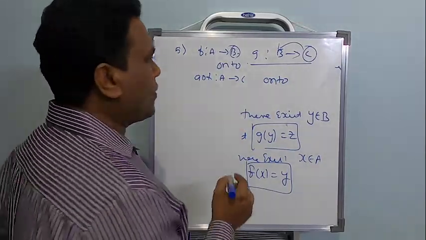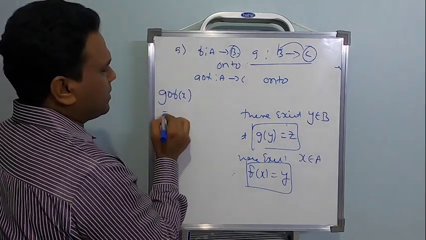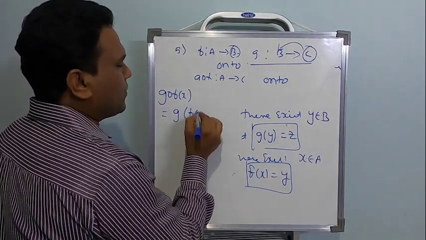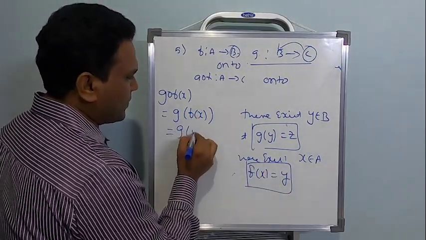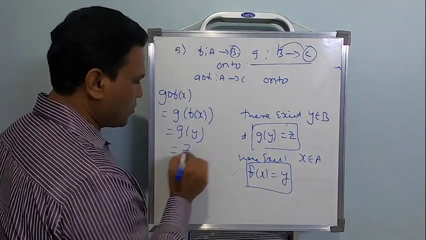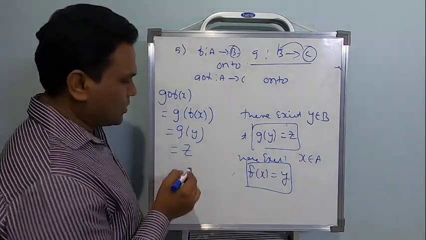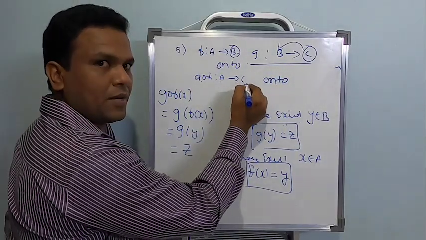Now to check for g of f being onto, g of f of x can also be written as g of f of x. What is f of x? f of x is y. What is g of y? g of y will be equal to z. This shows that for every element, what is actually g of f? g of f is a function from A to C.